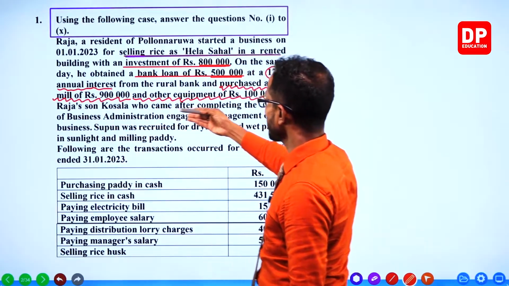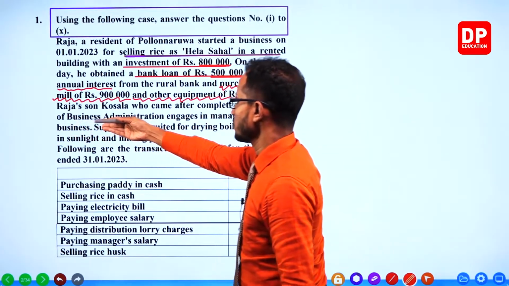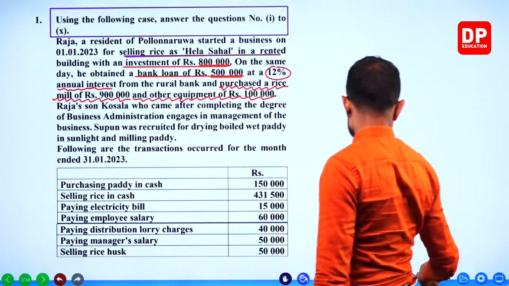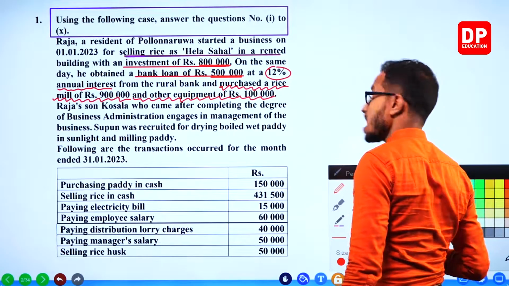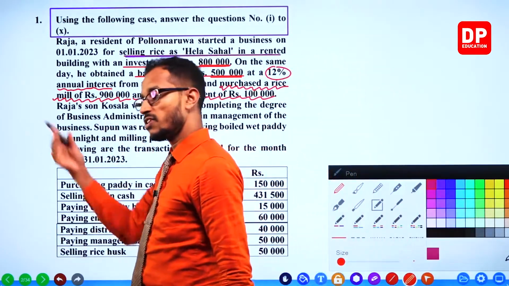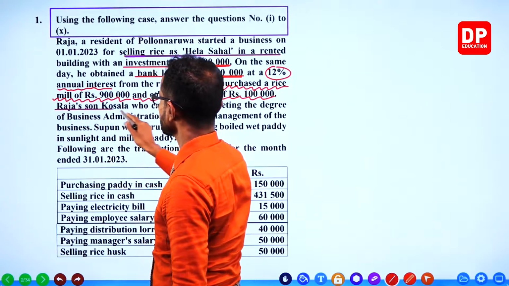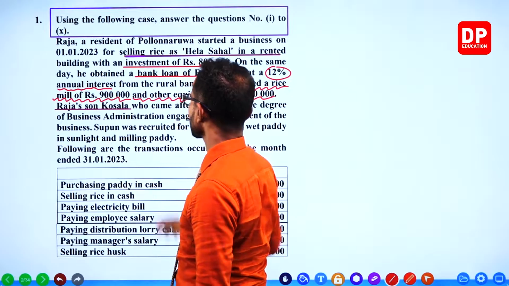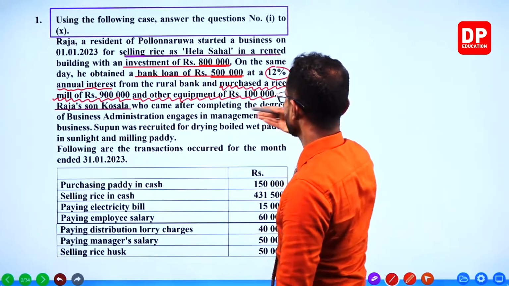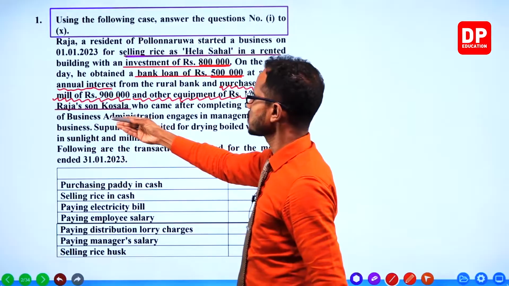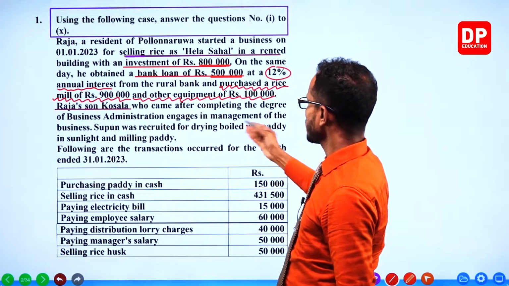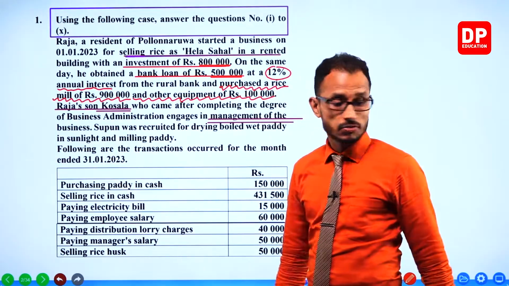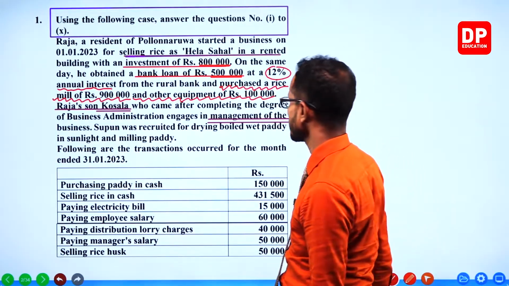Raja's son Kosala, who came after completing the degree of business administration, engages in management of the business. Oh, so this is like a family business, father and son, Raja and Kosala. Okay, so Kosala is engaging in management of the business.